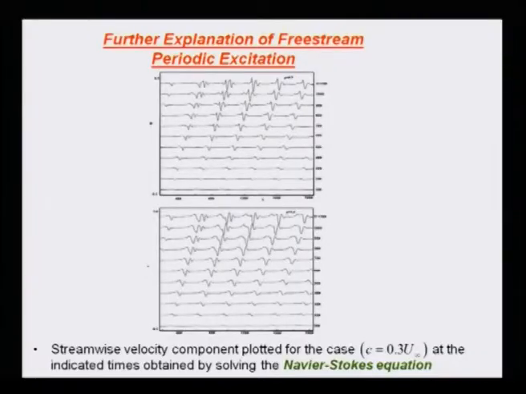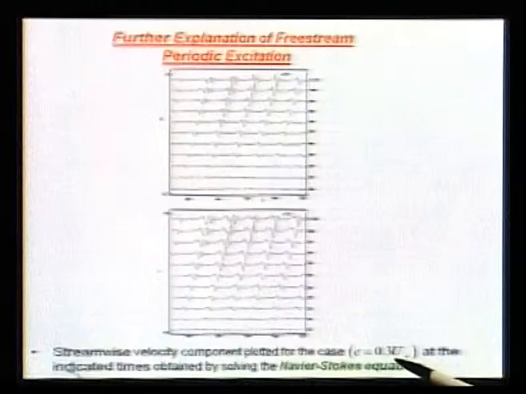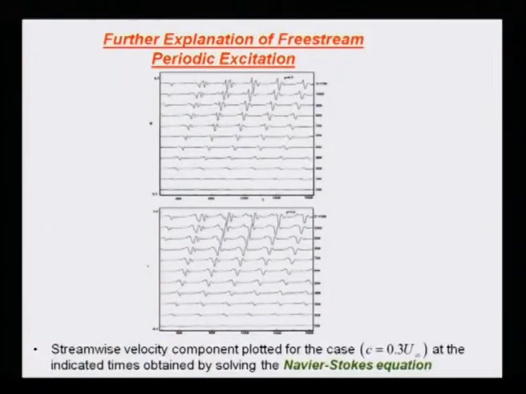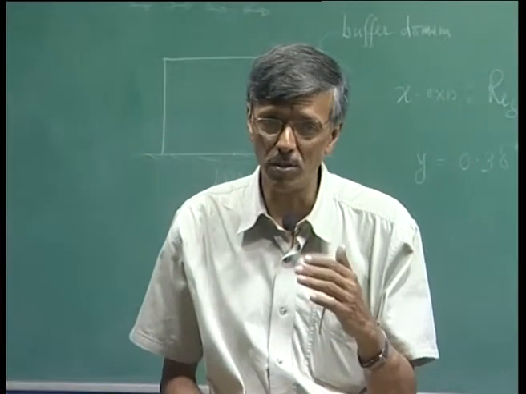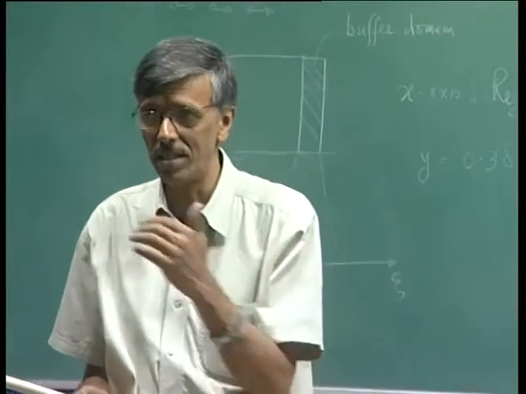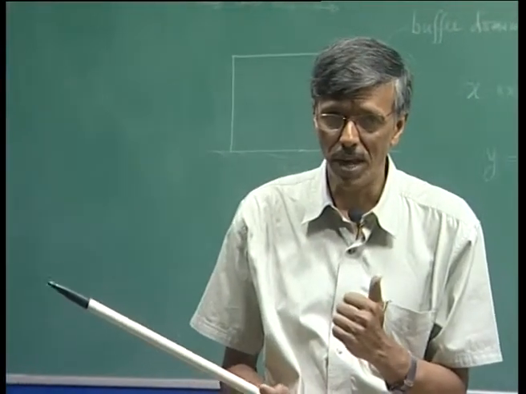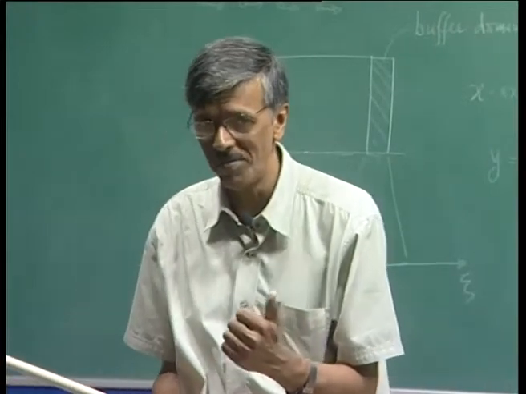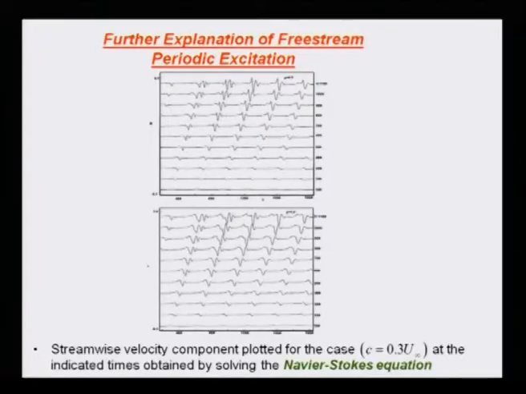Now, this is a case where we are looking at free stream periodic excitation, but this is that bypass mode where the speed of propagation is not u infinity but 0.3. If you recall, I drew that neutral curve. C equal to 0.3 would be the case where the disturbance will enter inside the neutral curve and stay for a long time. So that's the reason we chose this. And we are showing you the result at two heights.